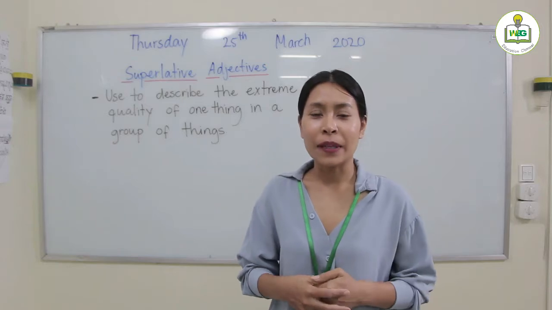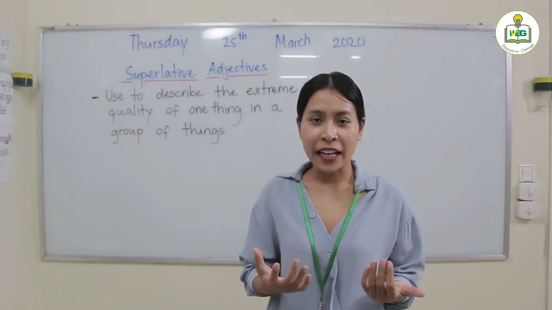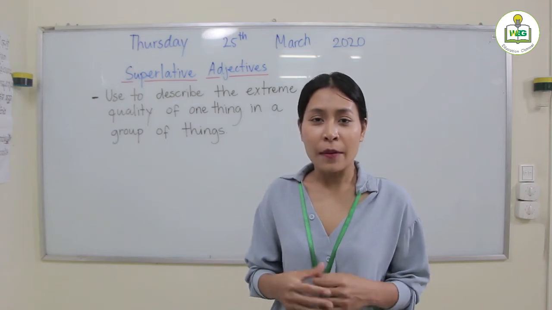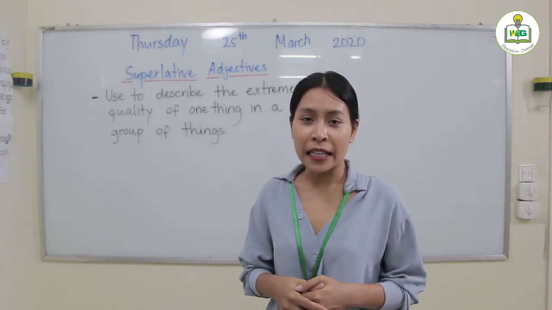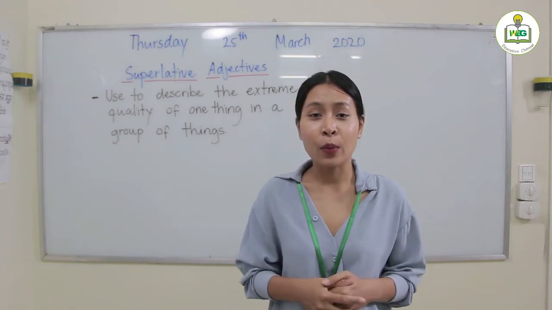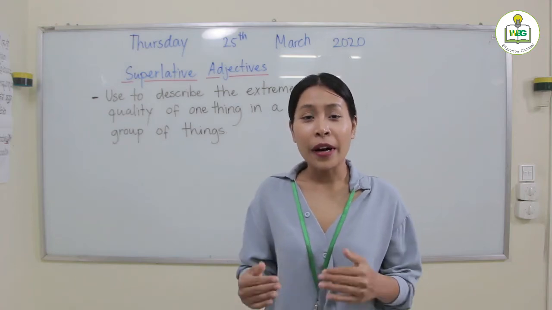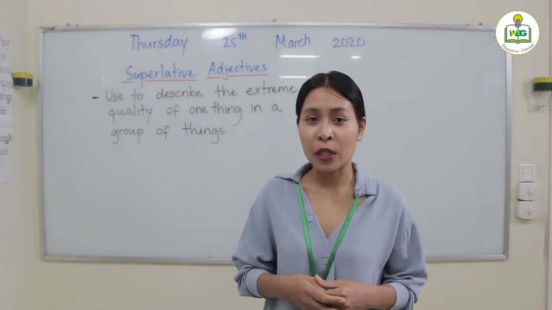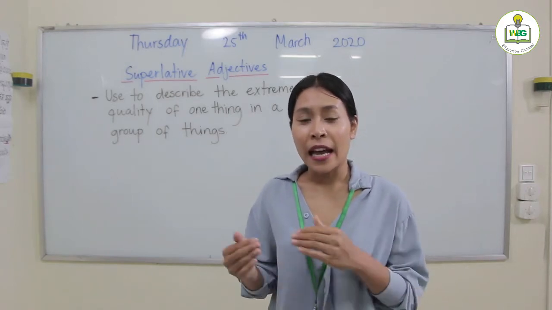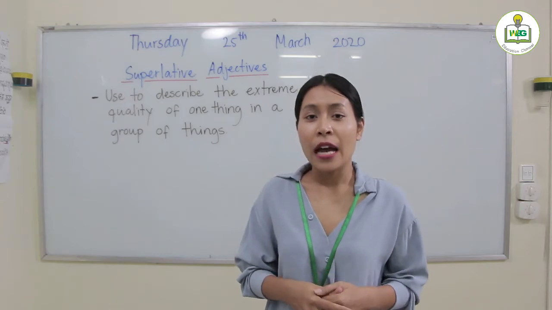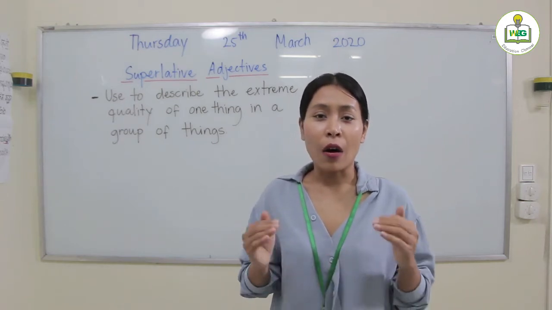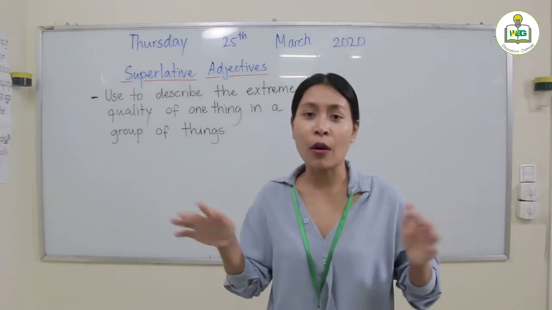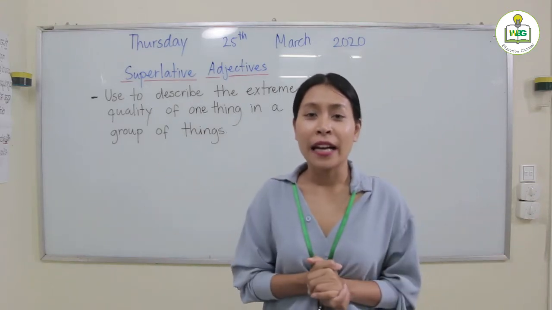Alright, now let's continue the lesson to superlative adjectives. So what is a superlative adjective? Actually, superlative adjectives and comparative adjectives both have the same purpose, which is to compare between objects. But comparative adjectives are used for comparing between two objects only, and superlative, we use it to compare more than two objects. It can be 2, 3, or many more.